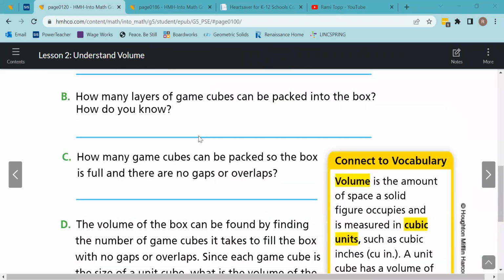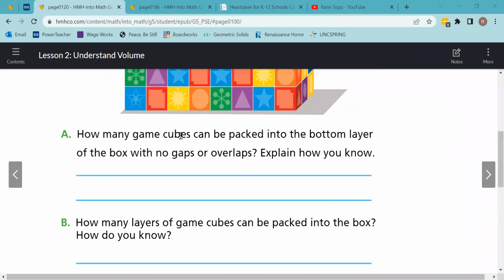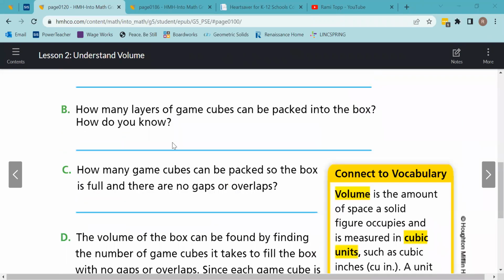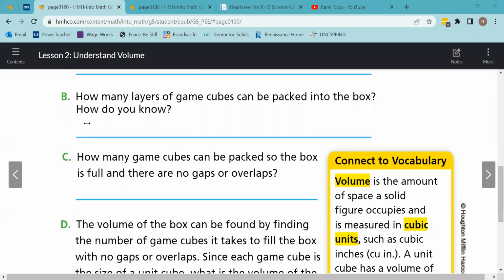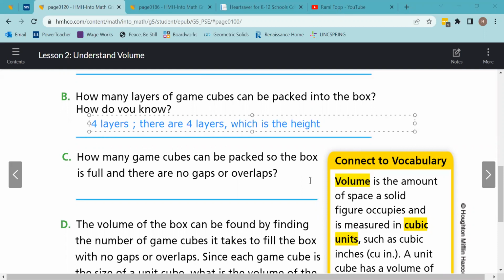How many layers of game cubes can be packed into the box? Well, we have to go back up here, but 1, 2, 3, 4 layers. How do you know? It literally shows it, right? 4 layers. There are 4 layers, which is the height. So the height is how many layers are stacked upon each other.